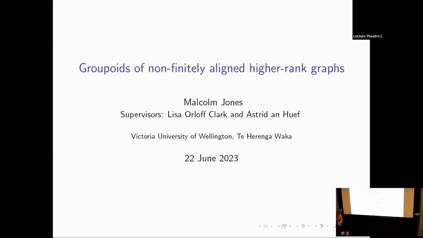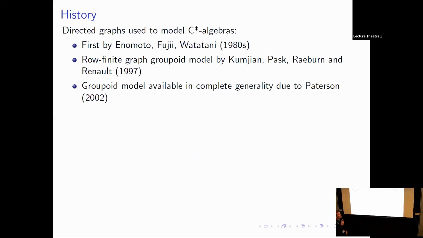So today I'll be talking about groupoids of non-finitely aligned high rank graphs. And I thought I'd start with a little bit of history, but I can probably be light in how much I say here, because toward the end of the day, we're going to have a much more comprehensive survey of the high rank graph literature, I'm sure, from David. And also because this has been reviewed in more depth than by me already in this conference. So I'll just try and highlight the things that are relevant.